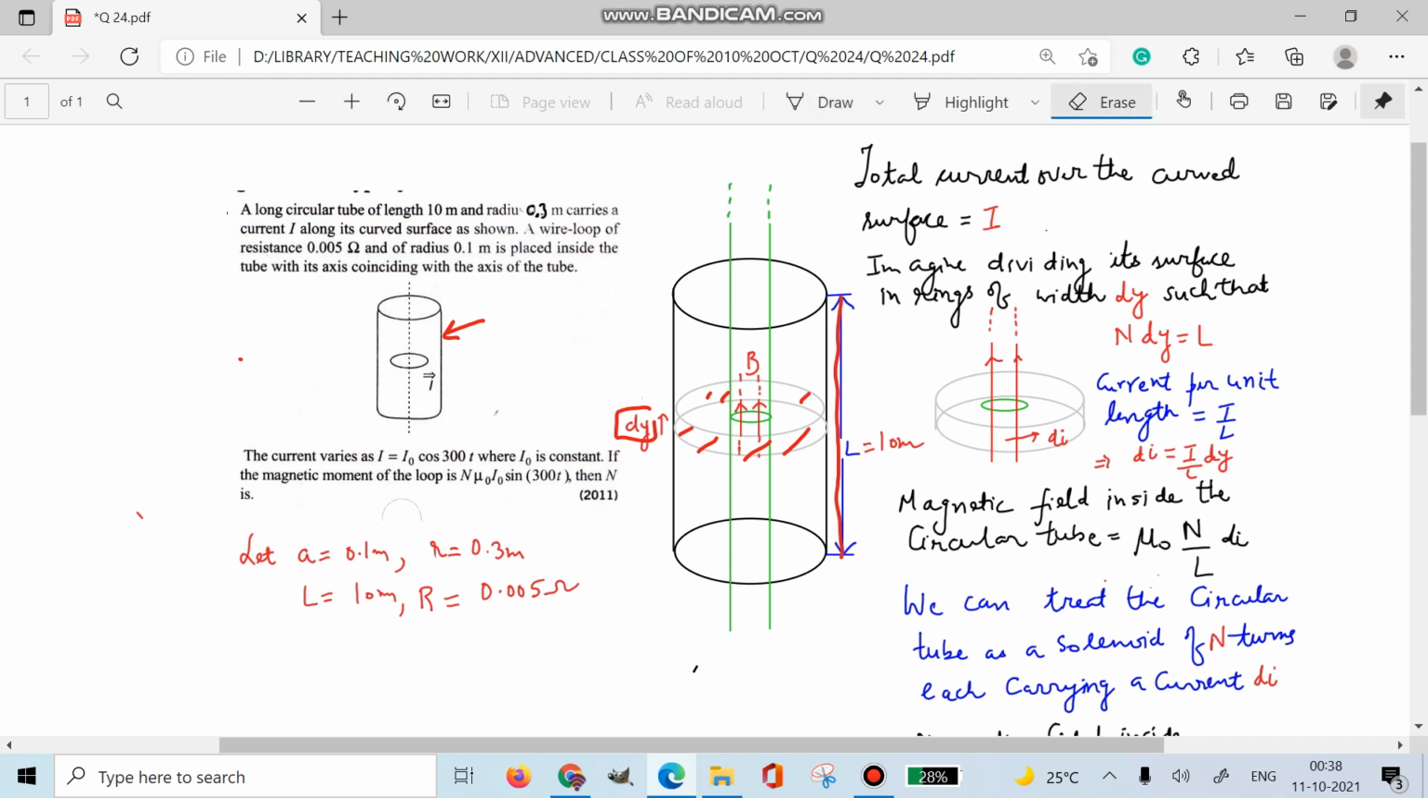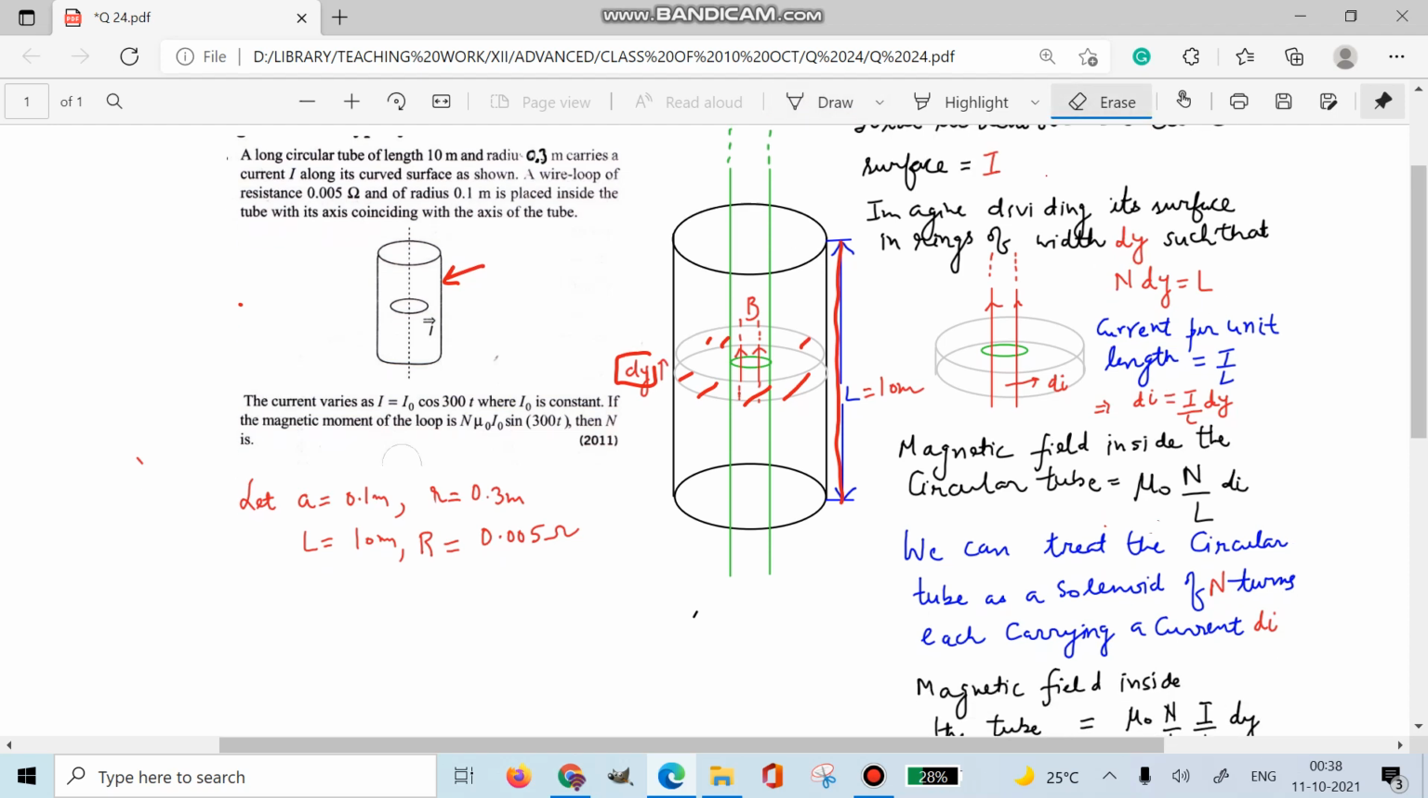So that is the value of the length, which can be obtained from this equation. And the current per unit length for this wire: the total current over the curved surface over here is I, and the current per unit length is I by L. So we can simply find the current flowing for this coil.